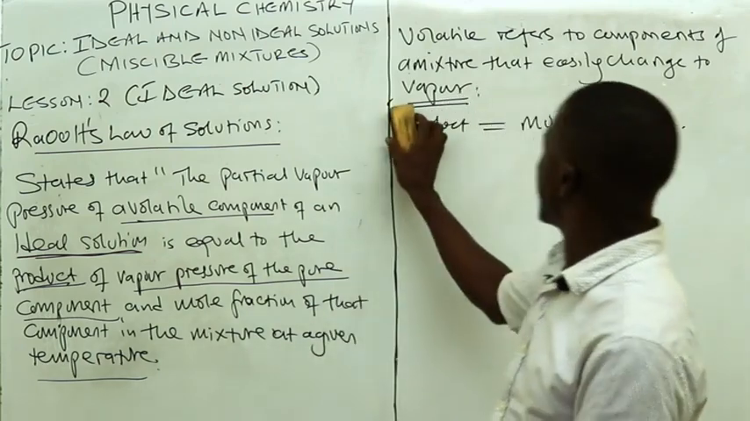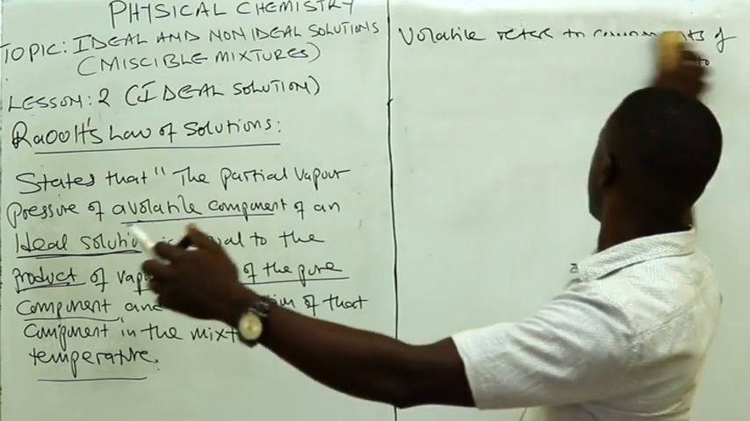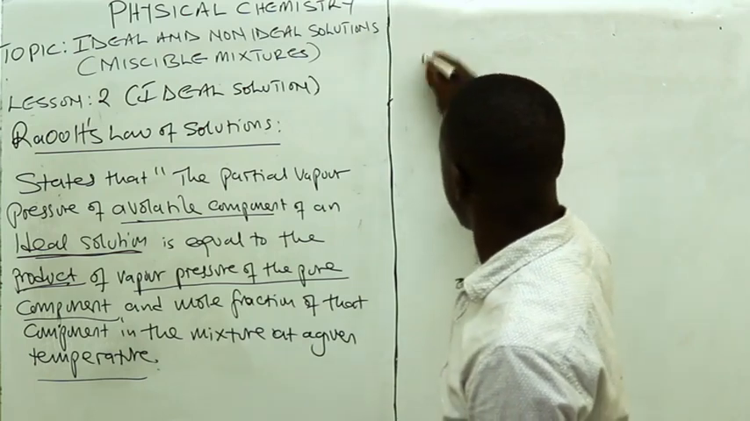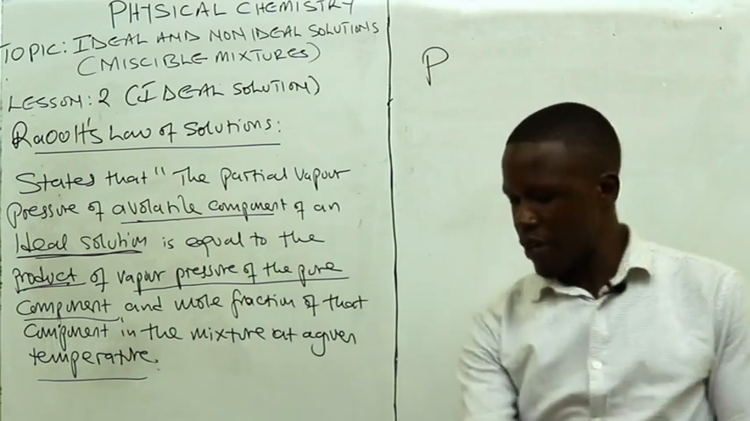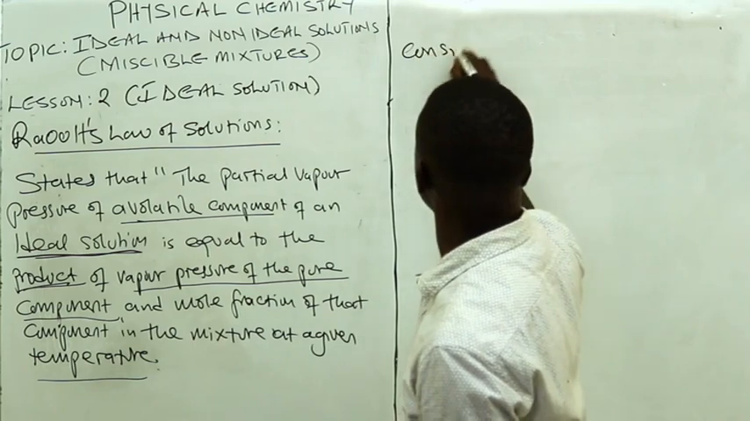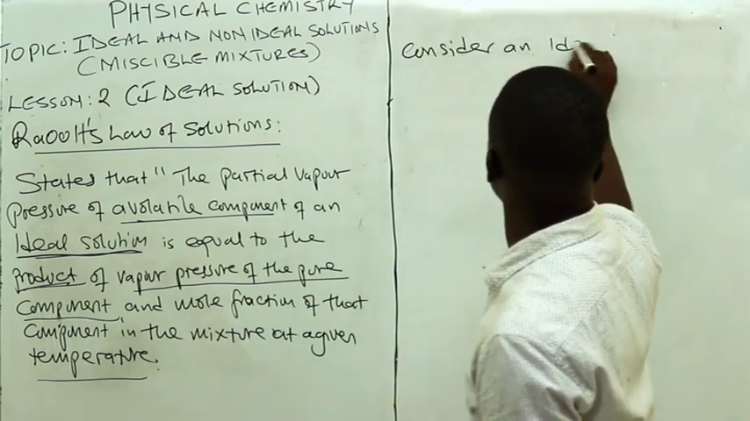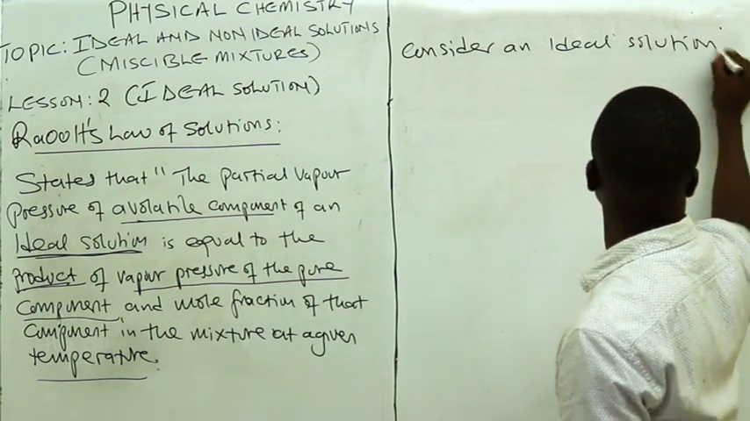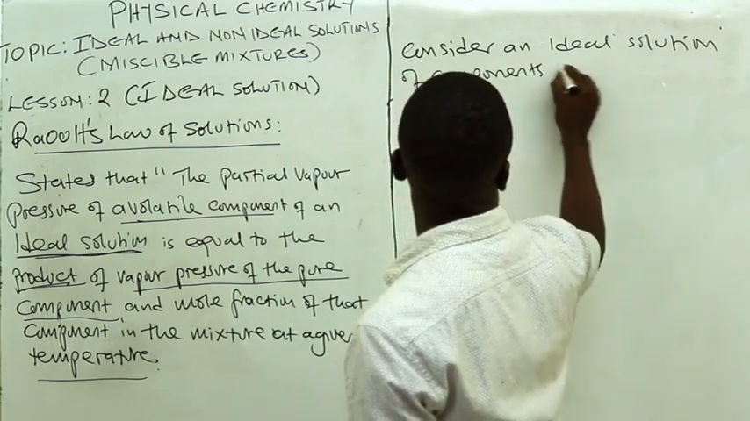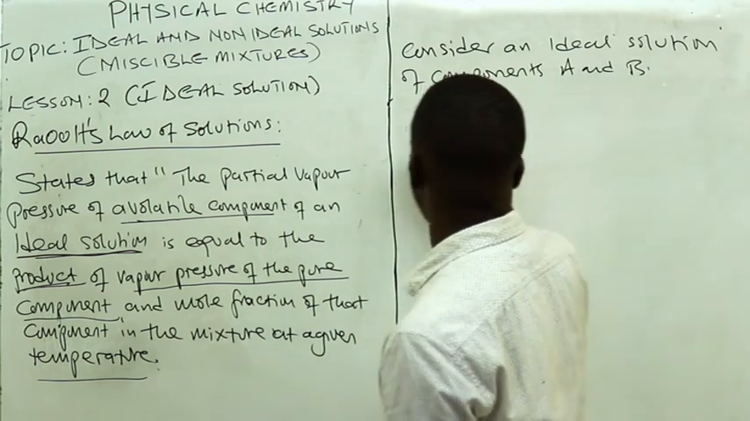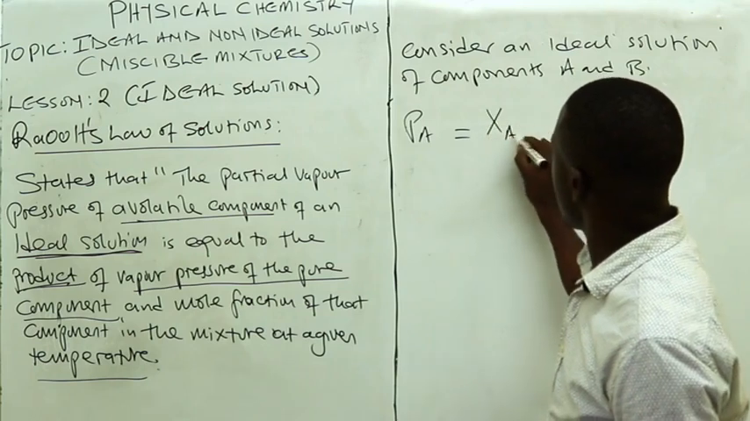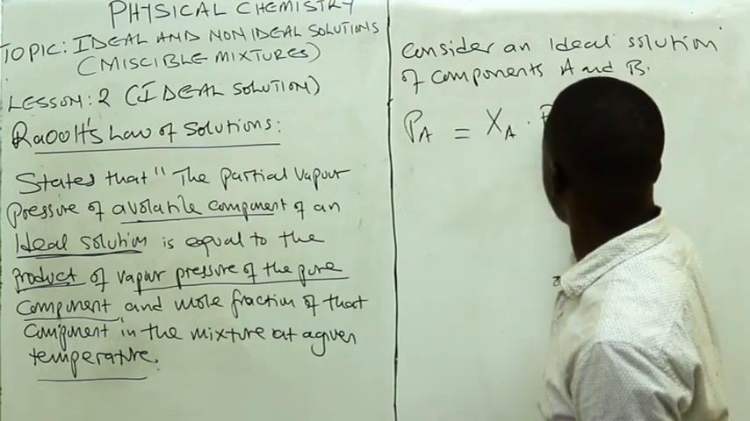And so mathematically, what can we do to represent this law? We can say that the partial pressure of a given component, if we consider here two components, if we consider an ideal solution of components A and B, then by Raoult's law, partial pressure of A should be equal to the molar fraction of A times the vapor pressure of pure A.